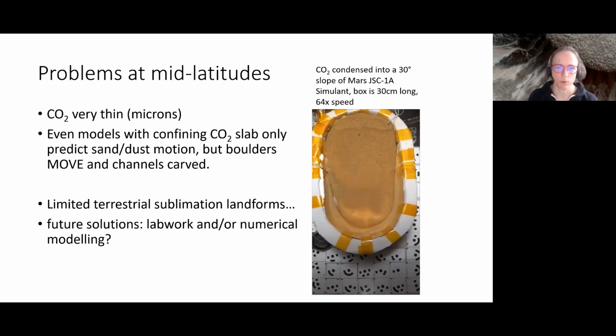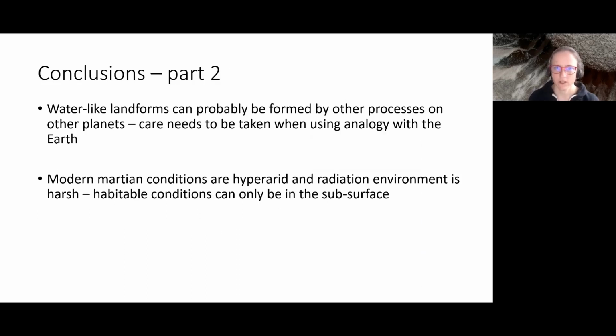How can we transport boulders? How can we carve channels in sediment? And this is still a totally open question. So a conclusion for this second part is a precautionary tale, basically, that water-like landforms can probably be formed by other processes, so we need to keep an open mind and make sure that we take care when we're making an analogy with the Earth.